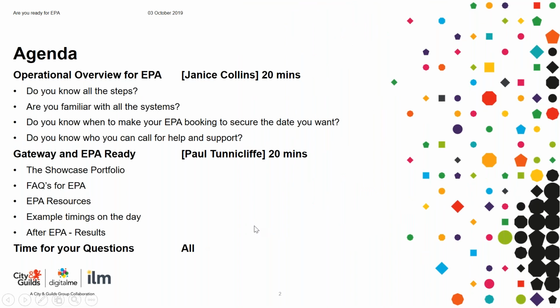With me today is Janice Collins, who's going to do an overview of the EPA process, going through the steps towards EPA, a little bit about our systems and bookings, and then where to find help and support. And then followed by myself, Paul Tunnicliffe, where I'm going to go through some specific automotive facts, a little bit about the showcase and resources, timings, and what happens after EPA in terms of results. And then we'll have a bit of time for questions after that.